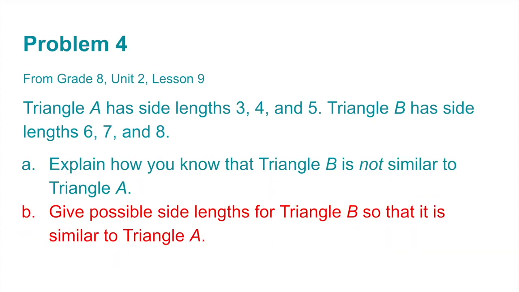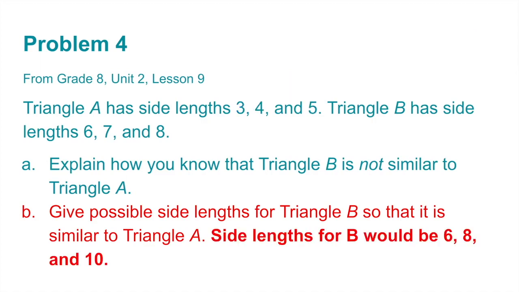B, give possible side lengths for triangle B so that it is similar to triangle A. You need to double 3, double 4, and double 5. So if we were to double 3, we would get 6, double 4, we would get 8, and double 5, we would get 10. Side lengths for B would be 6, 8, and 10.